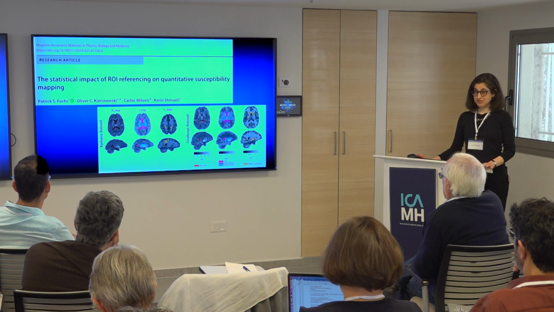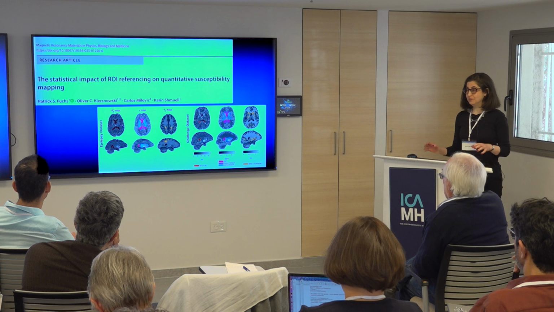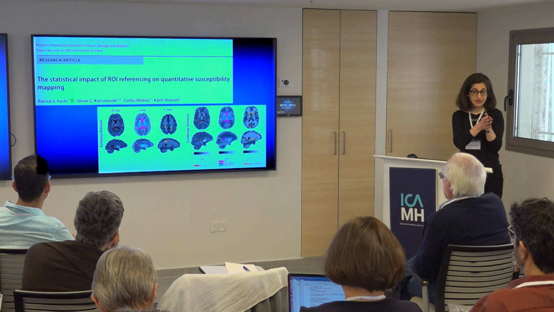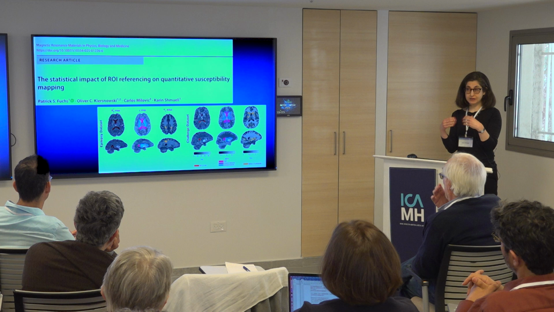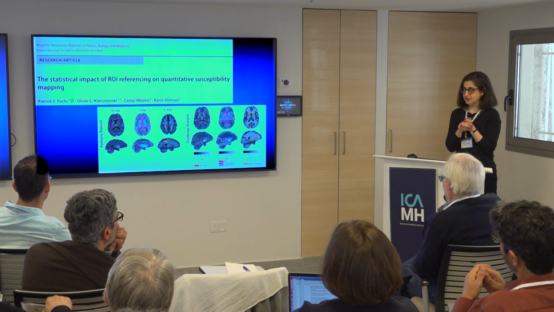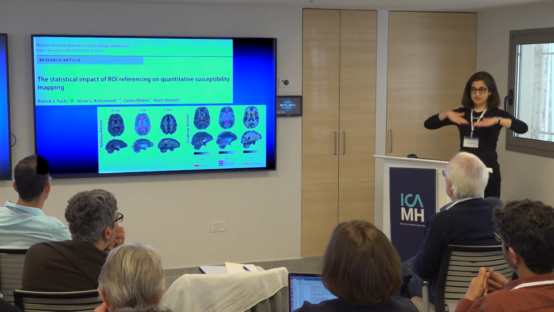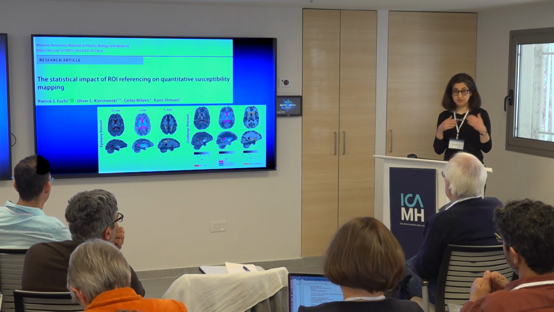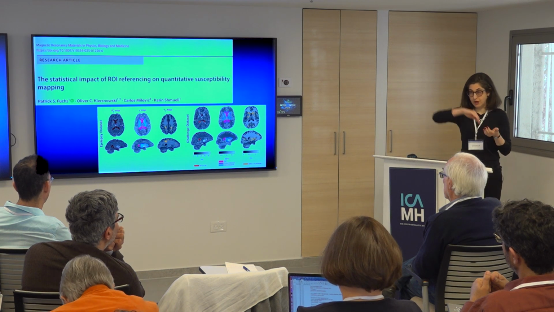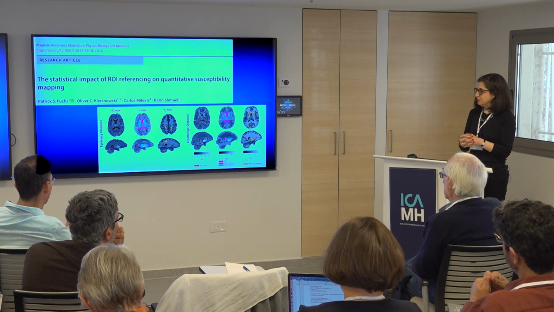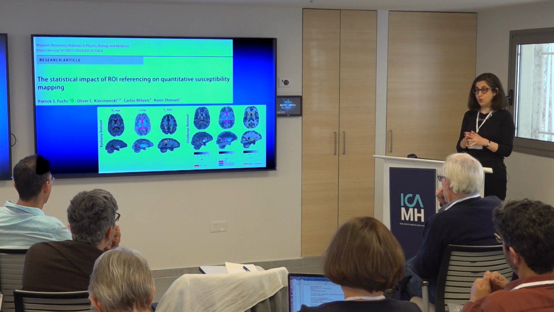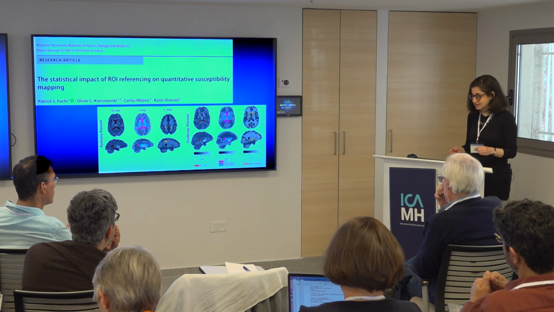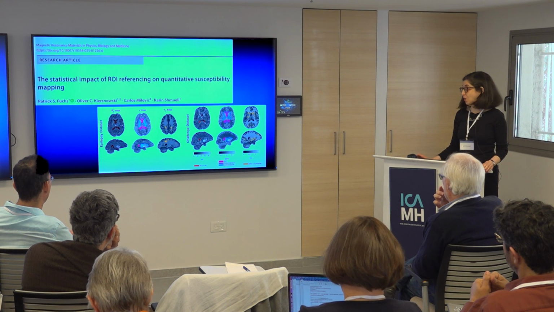And one of the recommendations of this paper is to reference the results that you get in every voxel to a reference region, because the thinking behind that is that the overall susceptibility in the brain might change in disease or with age. As we saw, the iron levels increase with age. So there was thinking that we should reference our susceptibility. And we've done some work to figure out what the statistical impact of this referencing is on the QSM.